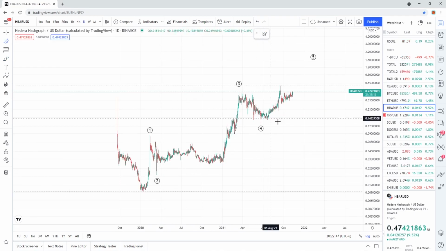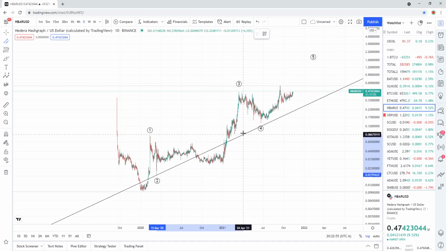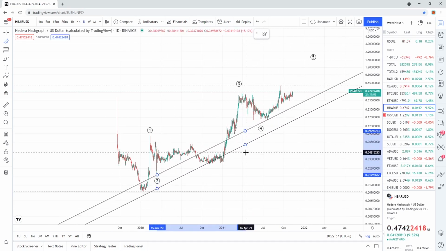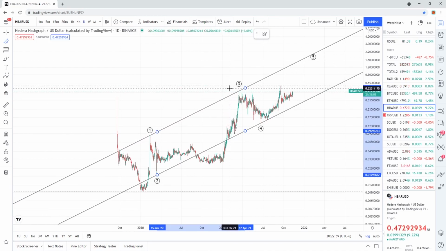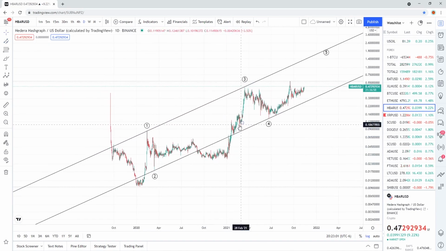Now I'm going to go over my target for this primary fifth wave. So the way to see how high a fifth wave can go is you draw a trend line from the end of wave 2 to the end of wave 4 and then draw a parallel up to the top of wave 1 or 3, but in this example you can see it's both at the same exact area.